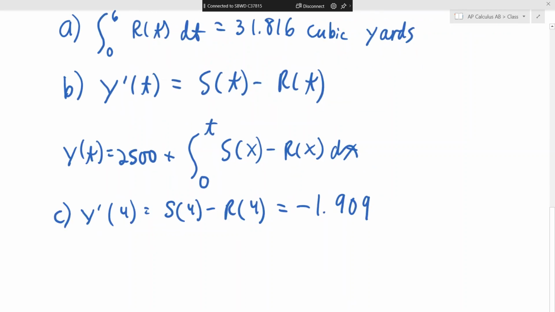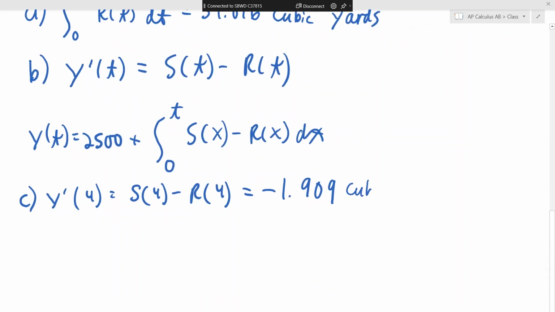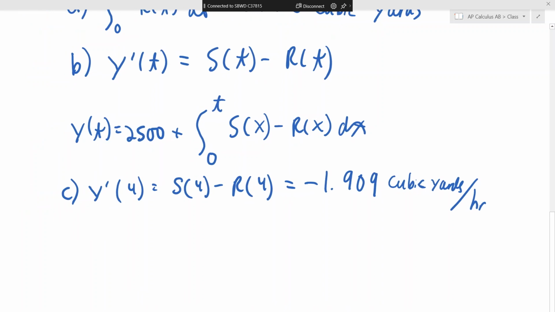And the units on that are cubic yards per hour.